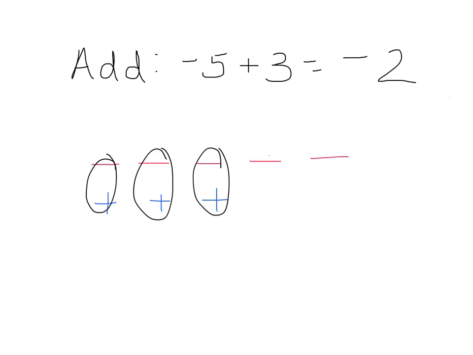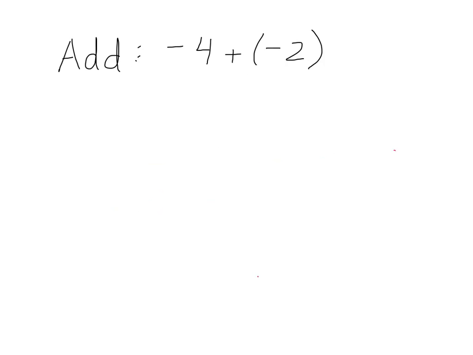The next problem, if we want to add negative 4 plus negative 2, again, this negative refers to the sign of that value of 4. This negative refers to the sign of that value of 2, and then the plus sign in the middle is actually the operation of addition. So what we're going to be doing is starting with 4 negatives and adding in 2 more negatives. So it would look something like this.